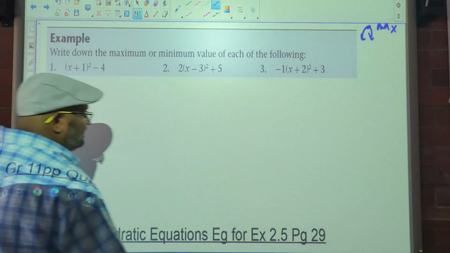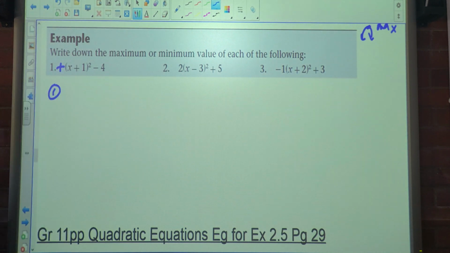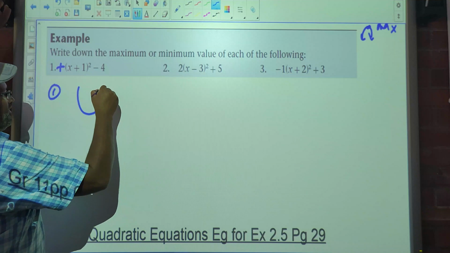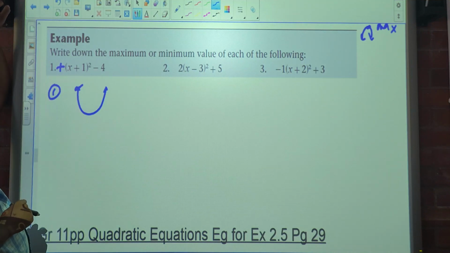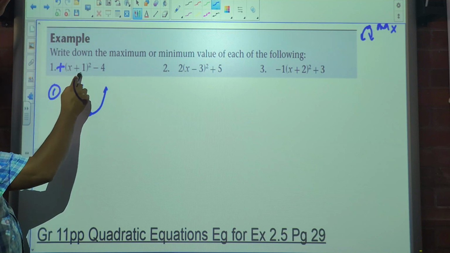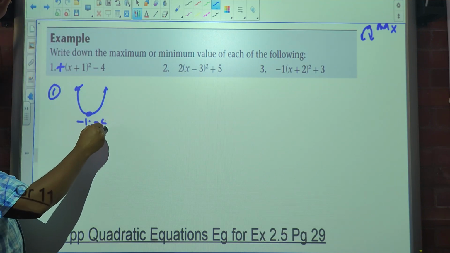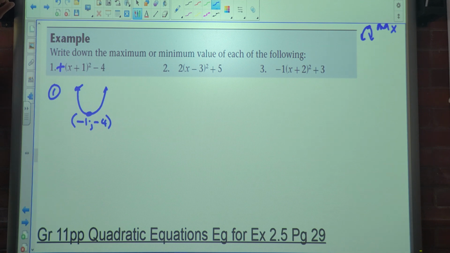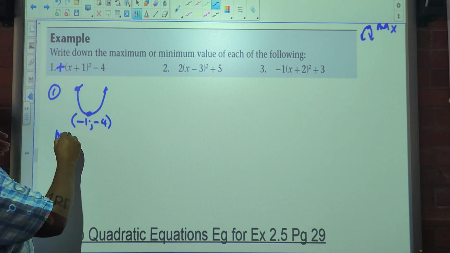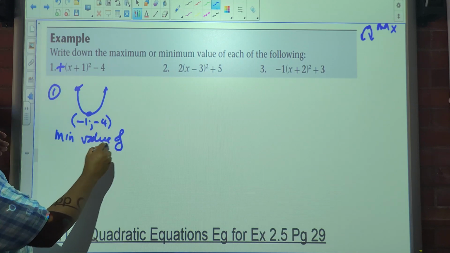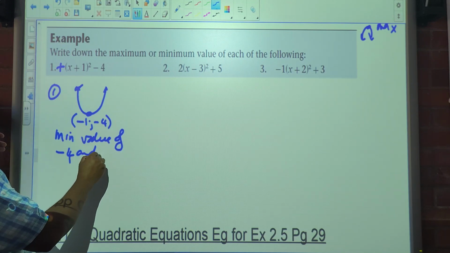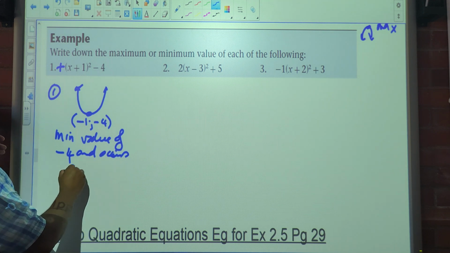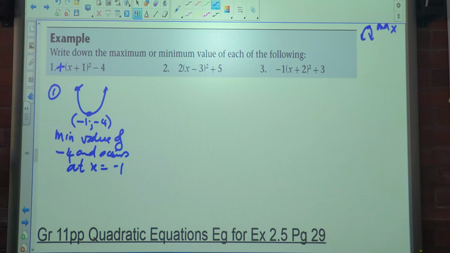Because we know that if this is positive, the graph is smiling. This is also known as the turning point format, where the turning point occurs at the p and q values. So if this is positive 1, your p value is going to be negative 1, and q is negative 4. So this graph has a minimum value of negative 4 and occurs at x is equal to negative 1. Do you understand?